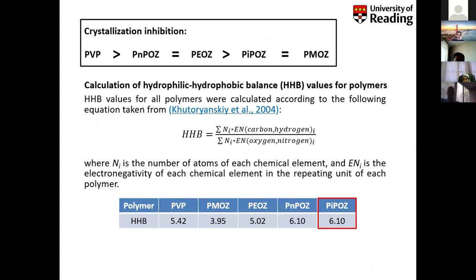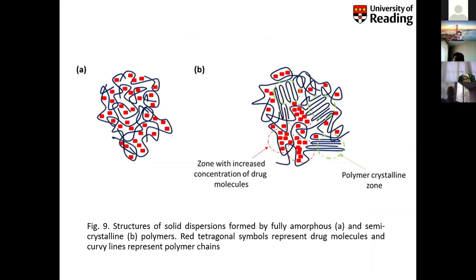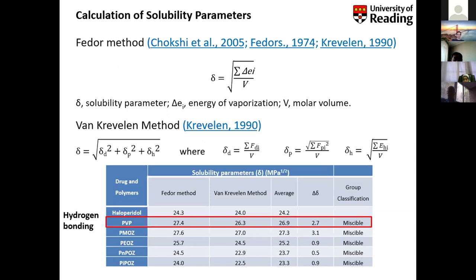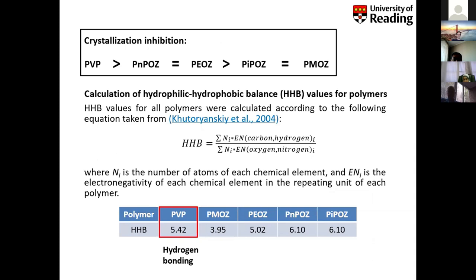So this could be explained by the semi-crystalline structure. Here are different structures of solid dispersions formed by fully amorphous and semi-crystalline polymers. Because PI poles is semi-crystalline, it is more difficult for haloperidol molecules to penetrate into the densely packed polymer crystalline zone. For PVP, although it is not the most hydrophobic polymer according to the HHB value, and not the polymer most likely to be miscible with haloperidol, PVP is the best polymer to reduce the crystallization of haloperidol. This could be explained by the hydrogen bonding between PVP and haloperidol.